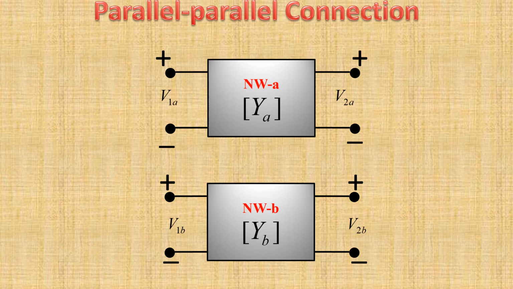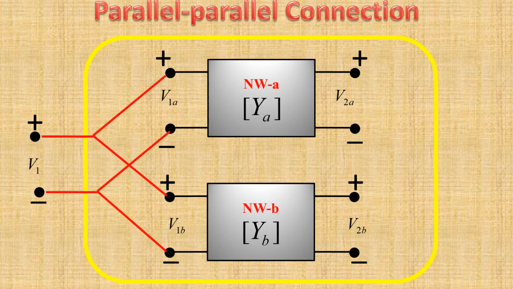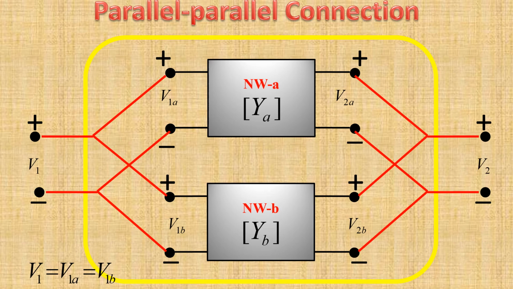Let us connect the input ports in parallel, and the input port voltage of the combined network is V1, that is equal to V1A equals V1B. Let us connect the output ports in parallel. The output port voltage of the combined network is V2, and that is equal to V2A equals V2B.